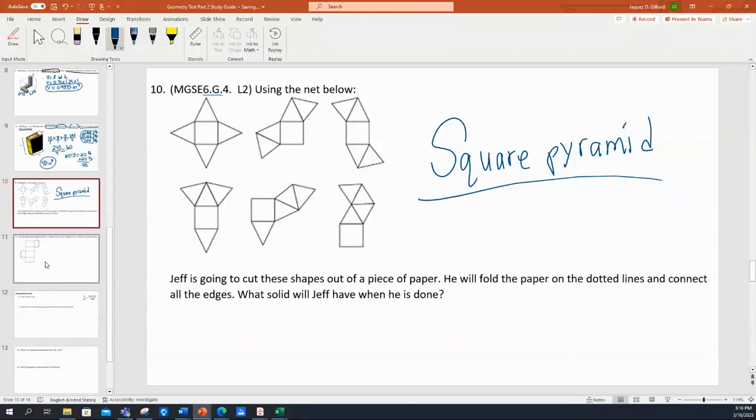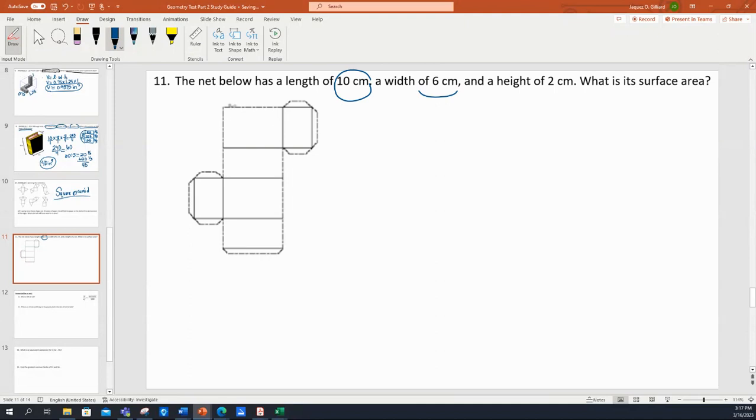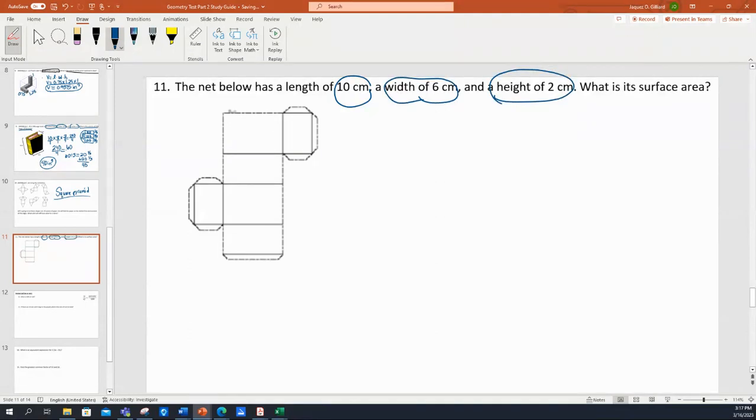We're going down to number 11. All right, number 11 is another one of my favorite ones, but we're going to be quick about it because it says the net below has a length of 10 centimeters, a width of 6 centimeters, and a height of 2 centimeters. Now, it doesn't really matter which one you make what. What is the surface area?